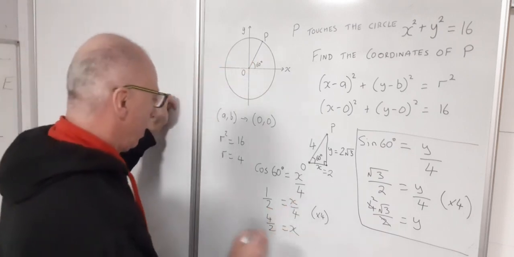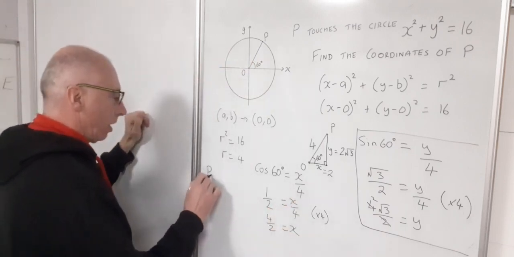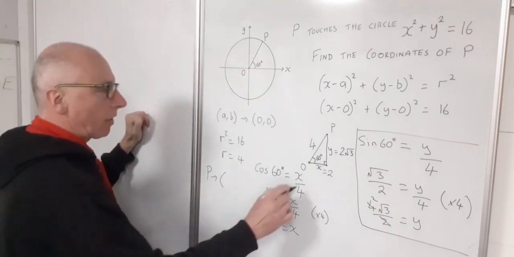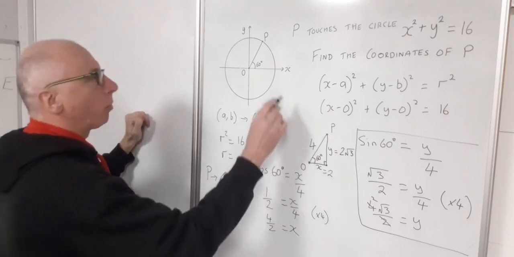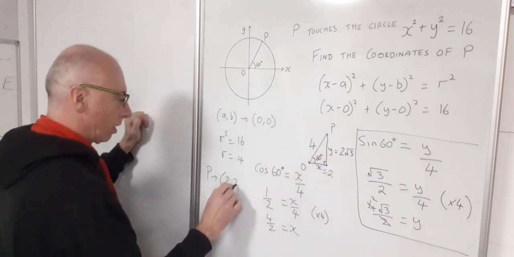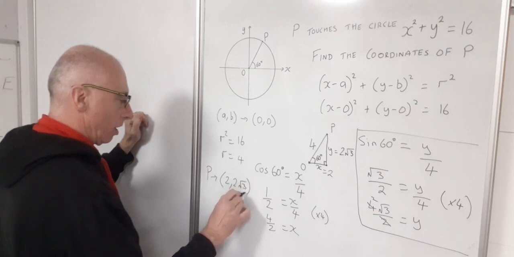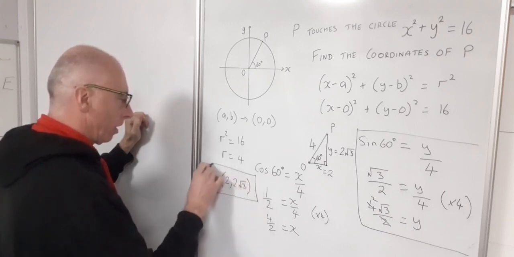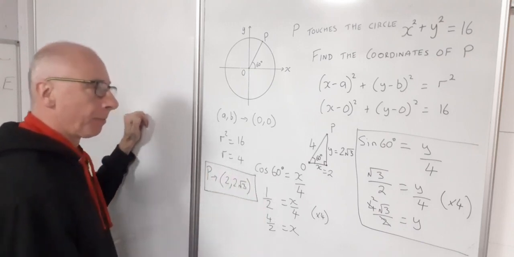Okay, so therefore, if x is 2 and y is 2 root 3, the coordinates of P are: x value is 2 and y is 2 root 3. And that is a good place to stop.